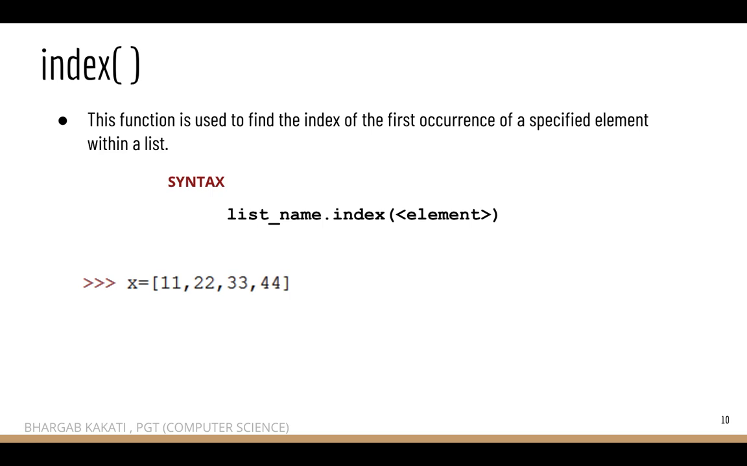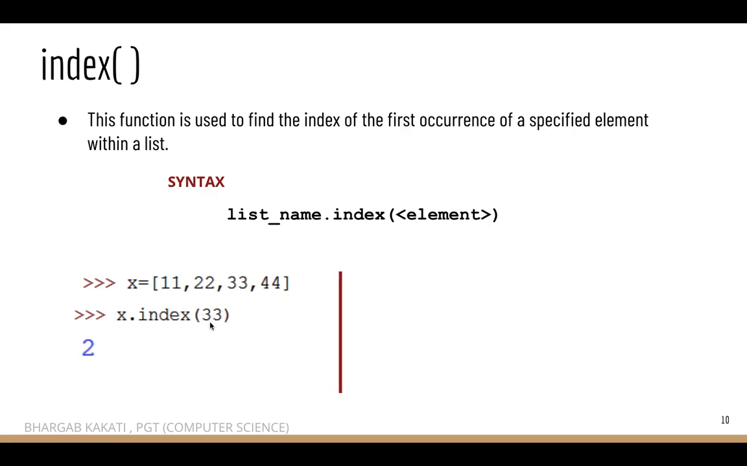So let's say I have a list x equals to 11, 22, 33 and 44. Now if I type in x dot index 33, what will it return? It will return the index of 33. Now what is the index of 33? It is 0, 1, 2. As you can see, it will return the index of 33.